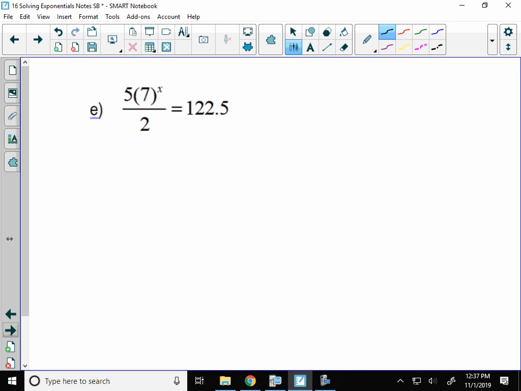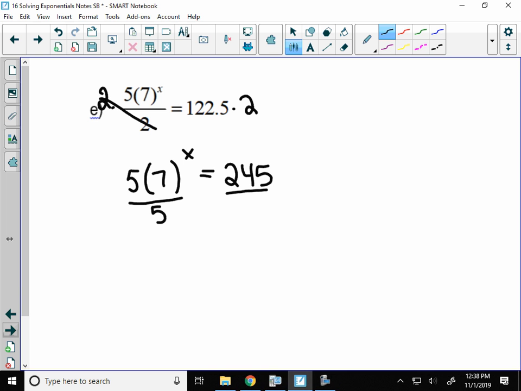Okay, where do I start? Multiply by 2. Okay, so I multiply by 2. And can someone calculate for me what's 122.5 times 2? 245. Good. Okay. What do I do next? Divide by 5. And I get 7 to the x equals 49. What's my next step? I could do logarithm, but what's the easier way to do this?